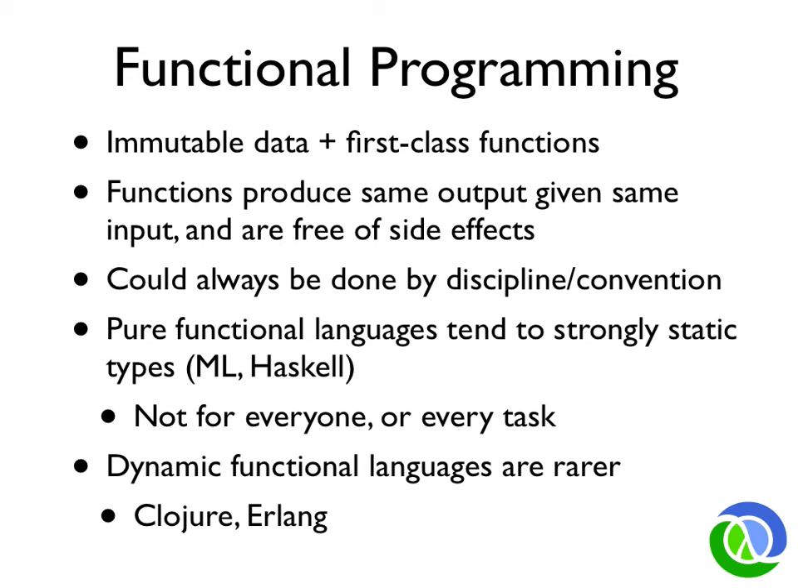Then there's dynamic functional languages, which are actually very rare. I think Erlang certainly led the way here, and Clojure is another example of a dynamic language that's functional. So now you're combining dynamic typing with immutability. Different pairing.